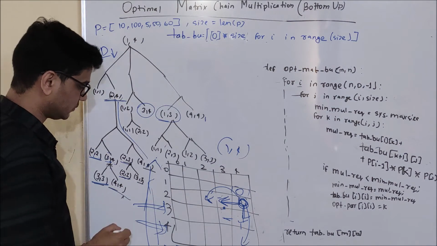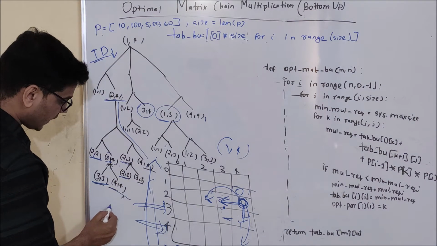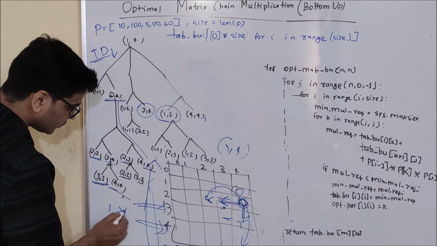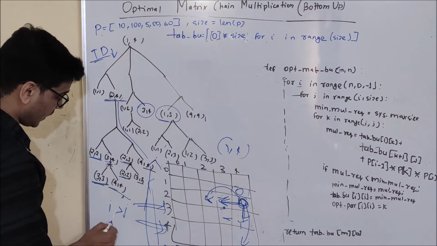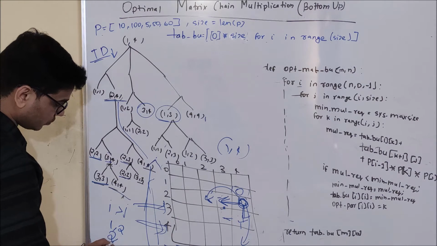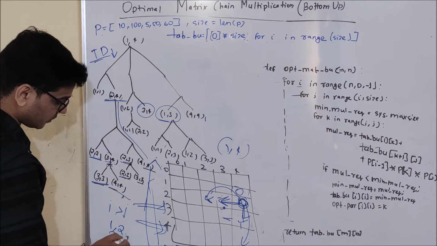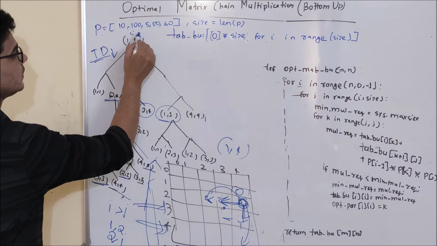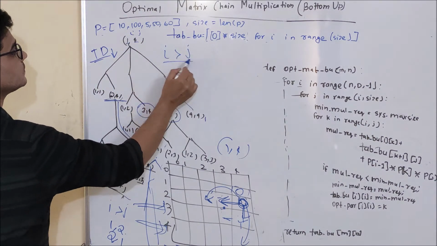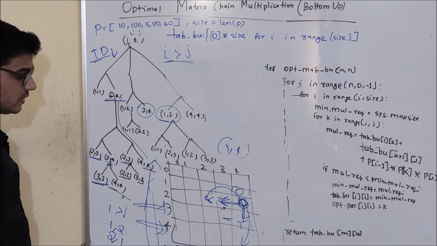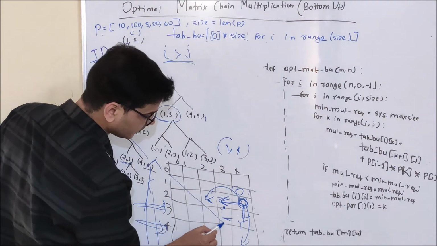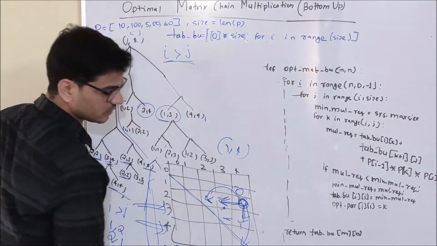But one more thing here. See, i is never greater than j. See, i can take 1, j can take 2, but i can never take 2 or j can never take 1 value. This is i, this is j. i can never be greater than j. So basically what I am trying to say here is we will fill only the upper diagonal.